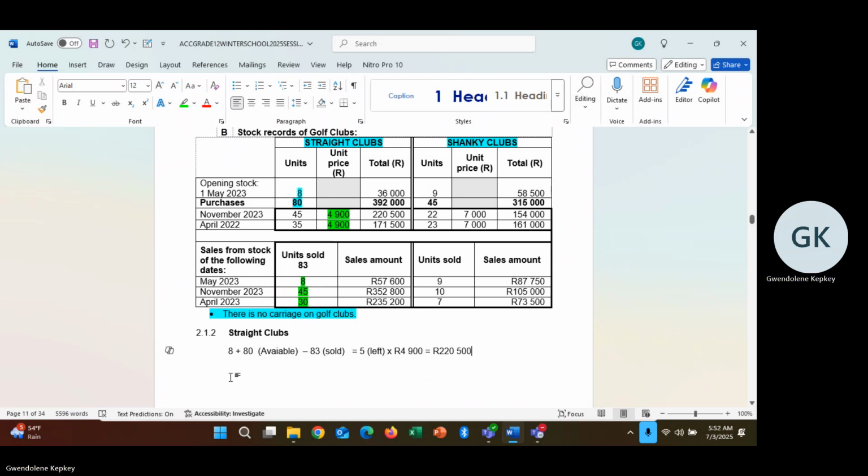Okay. Now the next one you will be doing. I've done the straight clubs. Take a minute or two and you do the Shanky clubs. And then ma'am will just indicate the answer within a few minutes. So you're going to do the Shanky clubs on your own. We're looking for its, let's make that purple, we're looking for its Rand value at the end. I'm just giving you a minute or two to do the calculation.